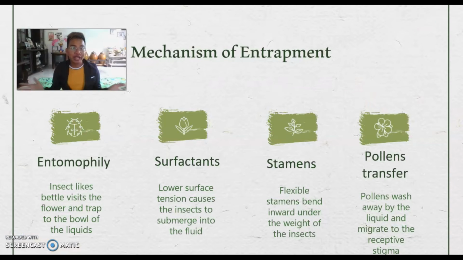So how does the entrapment actually happen? Okay, when the entomophiles, like beetles or bees, visit the flower, they will arrive on the surface of the liquid. Surfactants will lower the surface tension of the liquid, causing the insects to be submerged into the liquid. When the insect is already submerged, the stamens that surround the bowl of the liquid will bend inward under the weight of the insects.